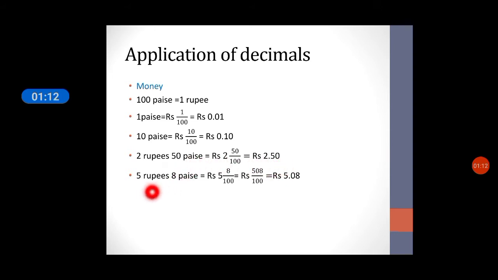In the case of 5 rupees 8 paise, it is 5 and 8 by 100, right? And when you convert it to an improper fraction, it will be 5 into 100 is 500, 500 plus 8 is 508. When you convert this 508 by 100 into decimal, it will be rupees 5.08. As there are 2 zeros in the denominator, you need to put the point before the last 2 digits.